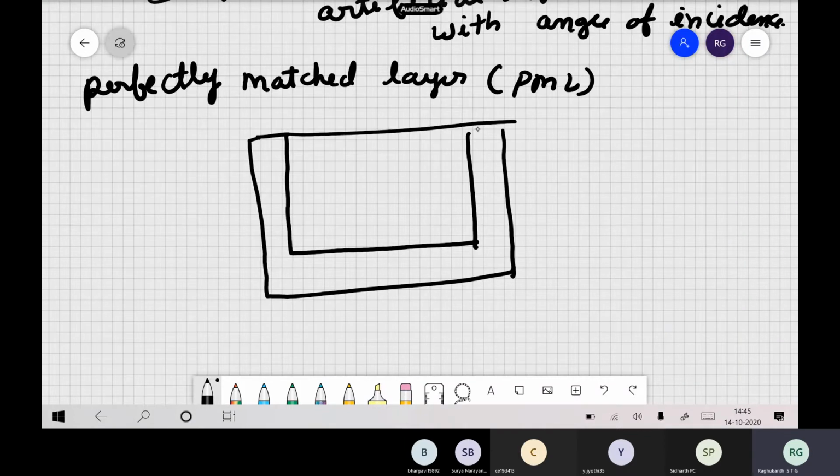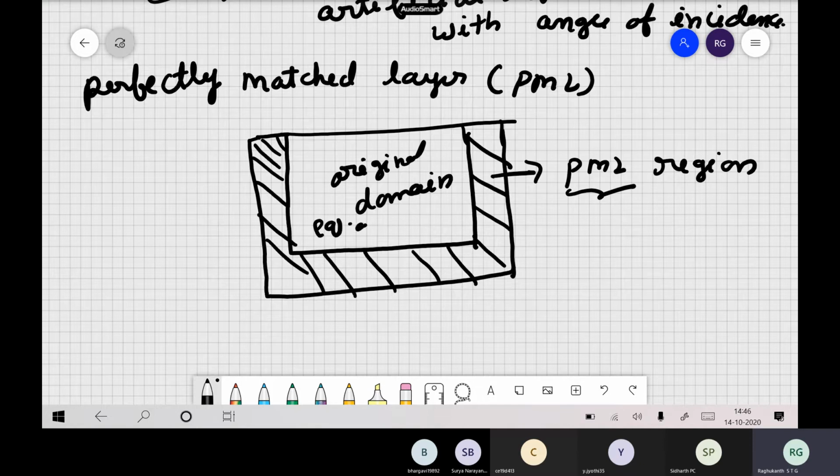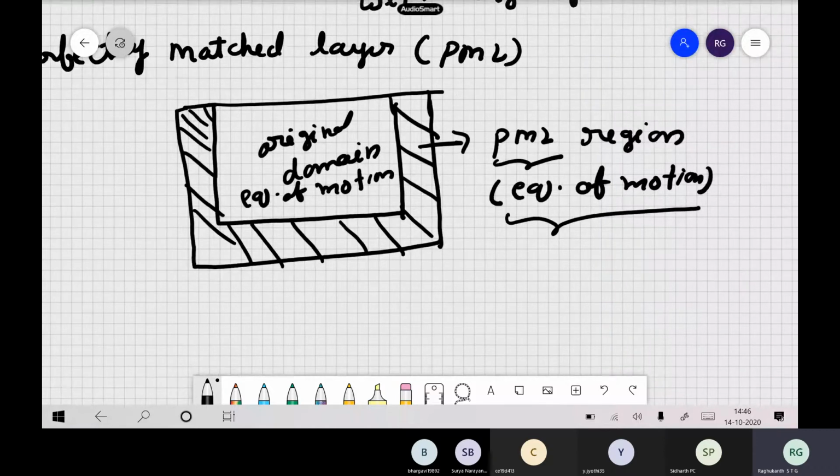So we model this much domain. This is my original domain, which is of interest here. Now we model some extra region also. We call this the PML region. The concept is the same. Here you will have one equation of motion, and in the PML region you have to derive another equation of motion. How should this equation of motion be in the PML region? What should be the solution of this equation? What is it that we are expecting?